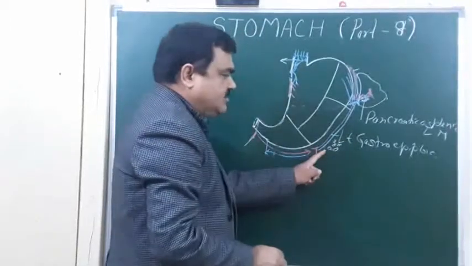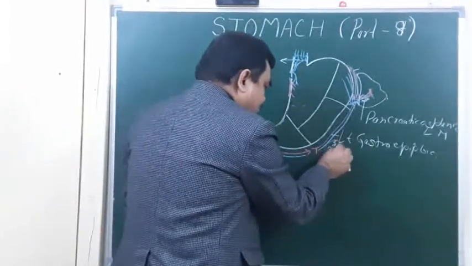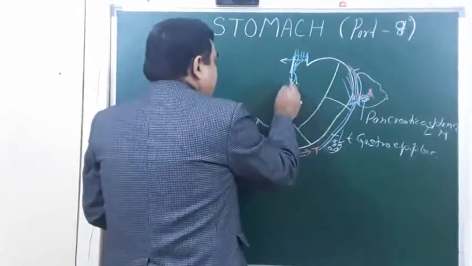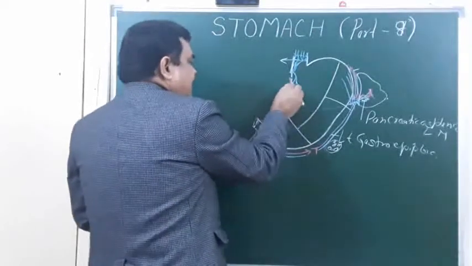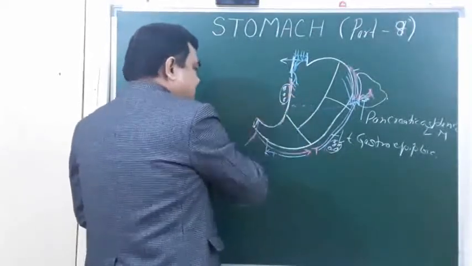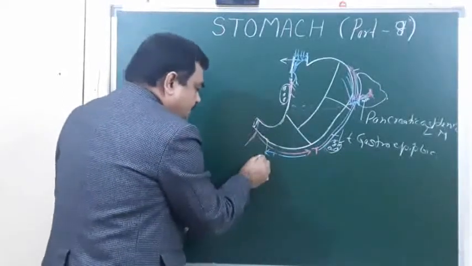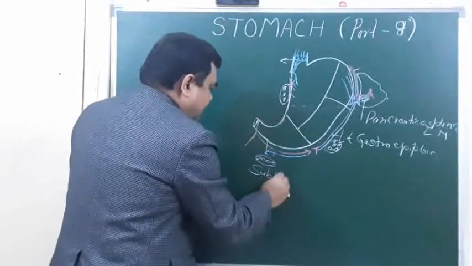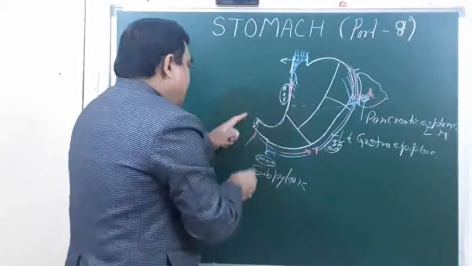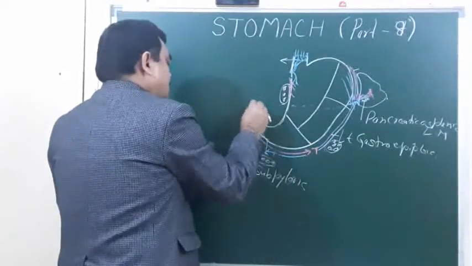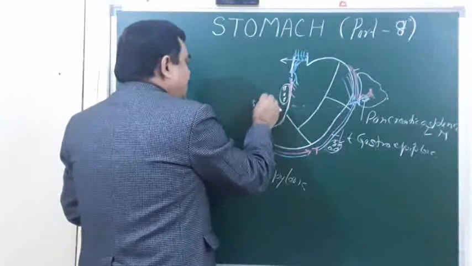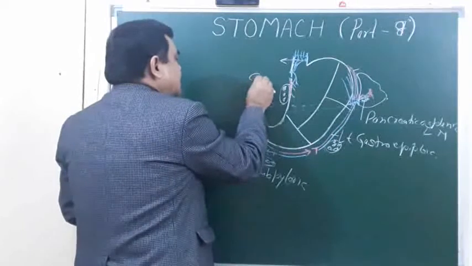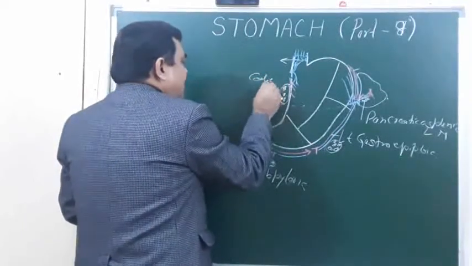this left gastroepiploic artery. This is the left gastroepiploic group of lymph node, and here is present along the left gastric vessel. This is the left gastric lymph node. Here, below the pylorus, this is the subpyloric lymph node. And here is the hepatic lymph node. And another group of lymph node, this is the celiac group of lymph node.